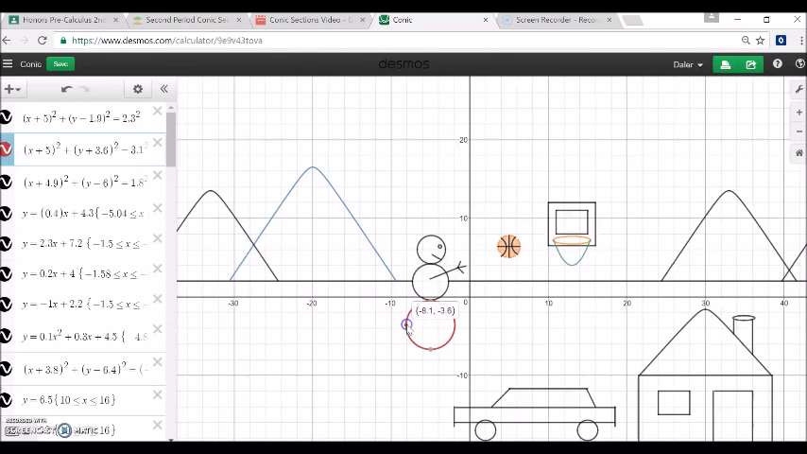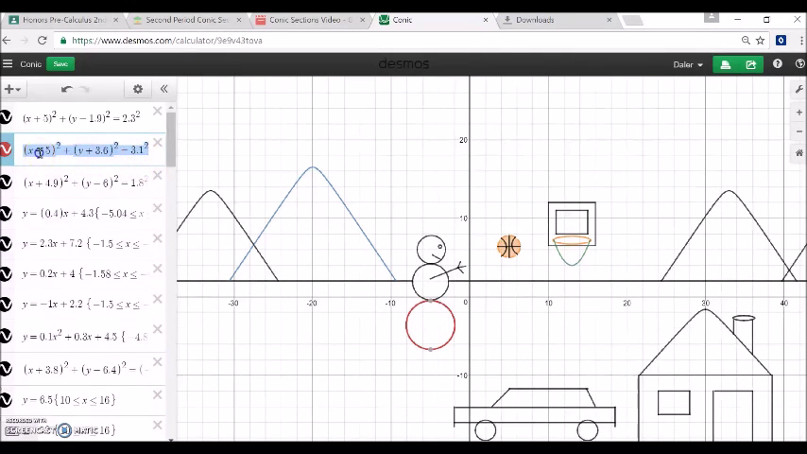So this right here is going to be my circle. I wrote down the standard equation of a circle right here, and then used the slider to adjust the circle to its current position. I got this equation as a result.